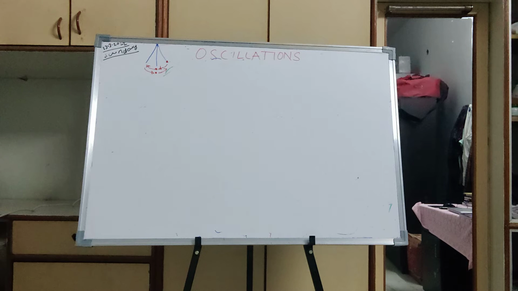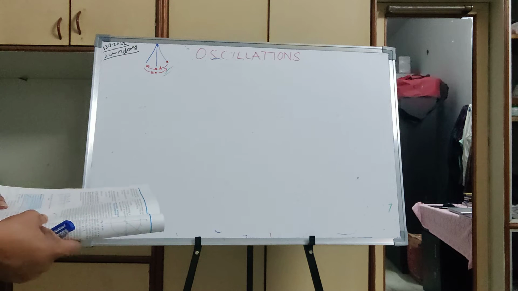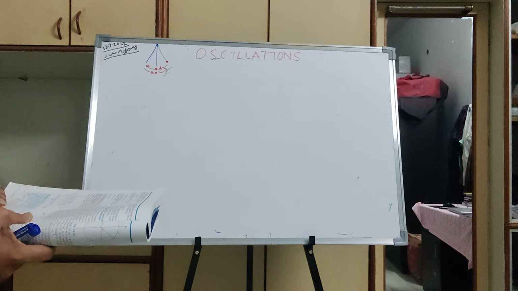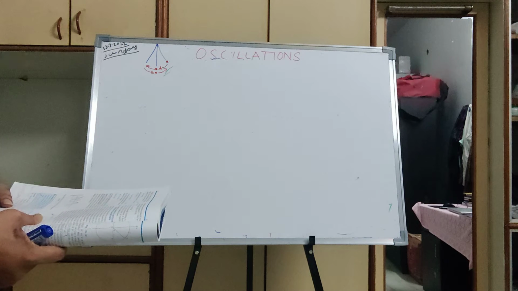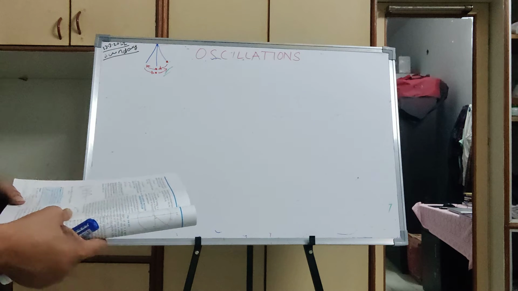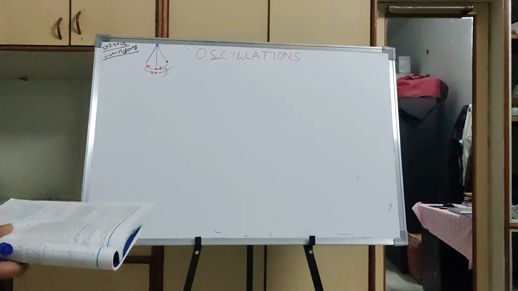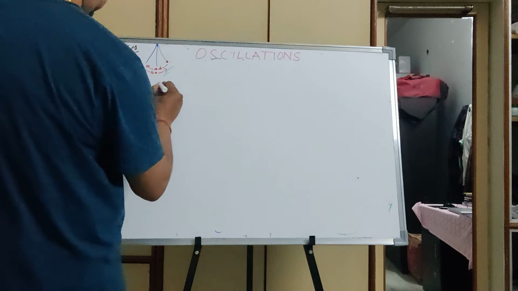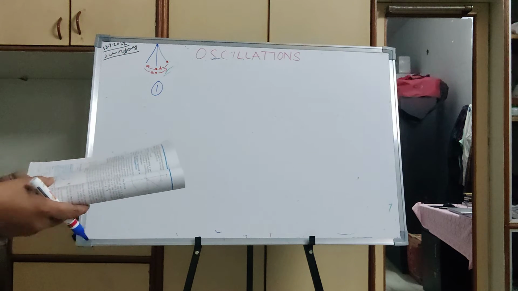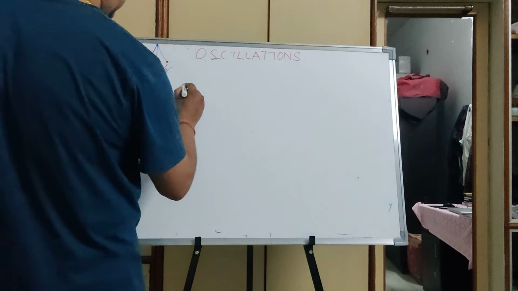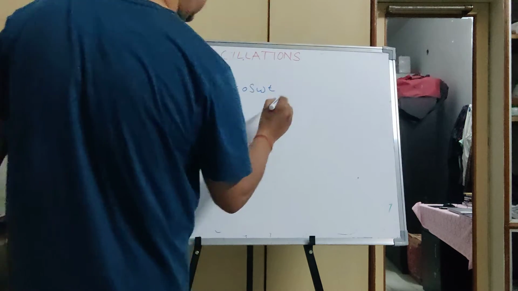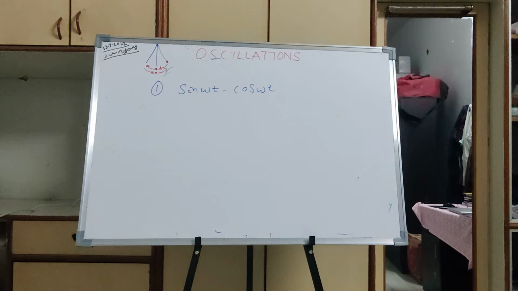So we'll solve one example. Which of the following functions of time represent a simple harmonic motion, and which are periodic but not simple harmonic? Give the period for each case. So we have the equation sin omega t minus cos omega t. The question is whether it is simple harmonic or not.